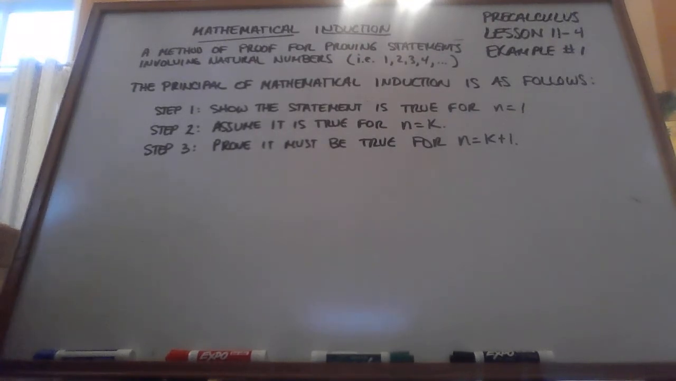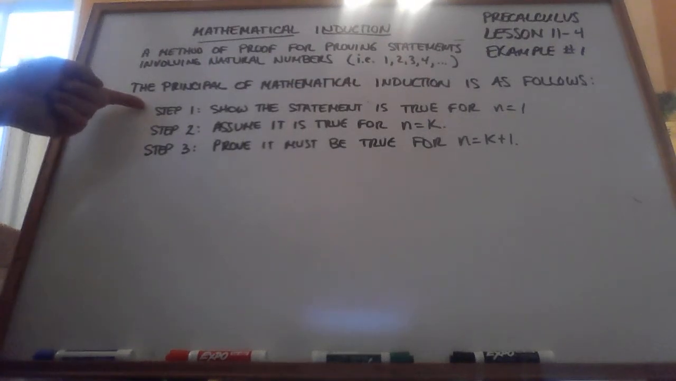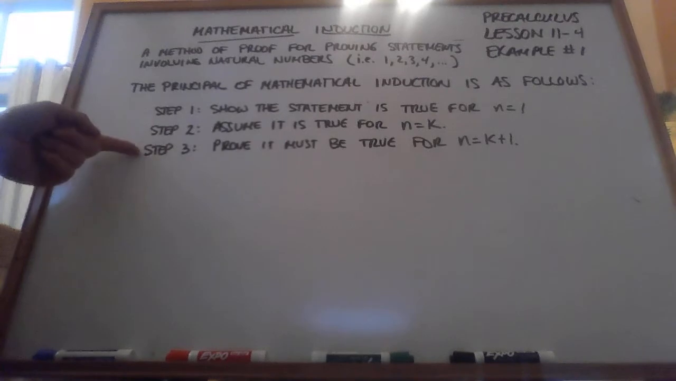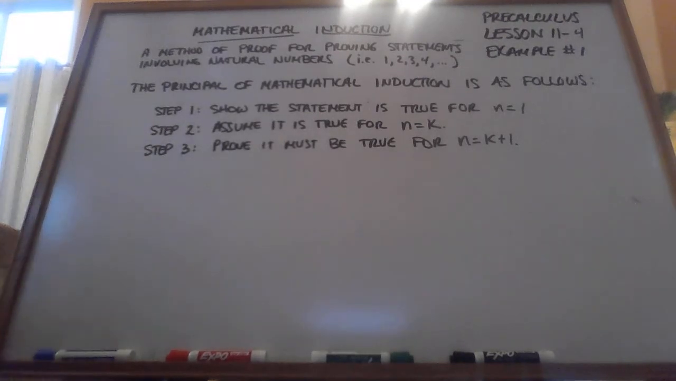So the principle of mathematical induction is as follows, and you must show all three of these steps every time. No, you may not skip any of them. So step 1, show a statement is true for n equals 1. Step 2, assume it is true for n equals k. Step 3, prove it must be true for n equals k plus 1. Now this is usually fairly easy. This is extremely easy. This is where all the work comes. Okay, so let's get an example up here and look at how to do this.